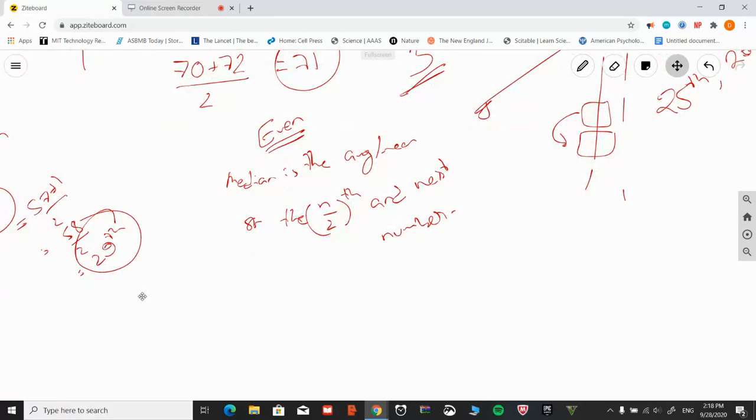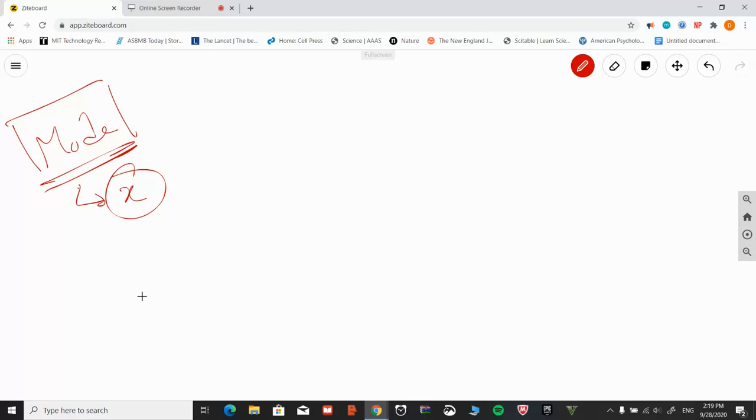So I hope that's clear. The last measure of central tendency, something we don't really have to calculate, is called the mode. Mode is basically the number that occurs most frequently. So we just look at the number that occurs most frequently or has the highest frequency. That x value is the mode. X with highest frequency. All right.